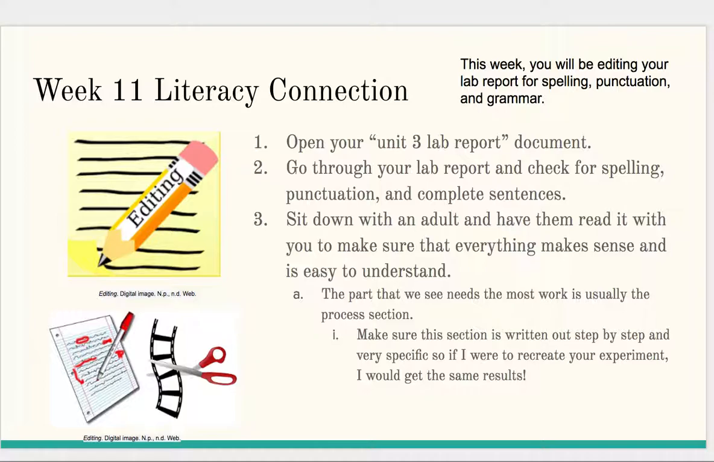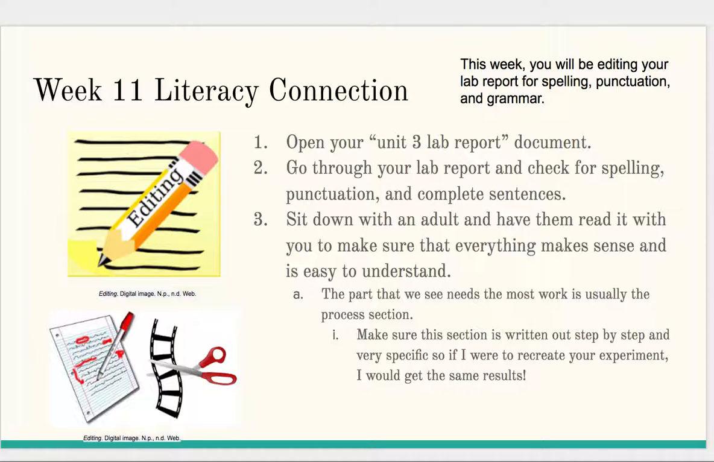So go through that lab report and check for those different things, and then I want you to sit down with an adult and have them read it with you to make sure that everything makes sense and is easy to understand. A big thing about this one is you may want to read it out loud because sometimes sentences don't make sense when you read them out loud, so make sure that everything is making sense.